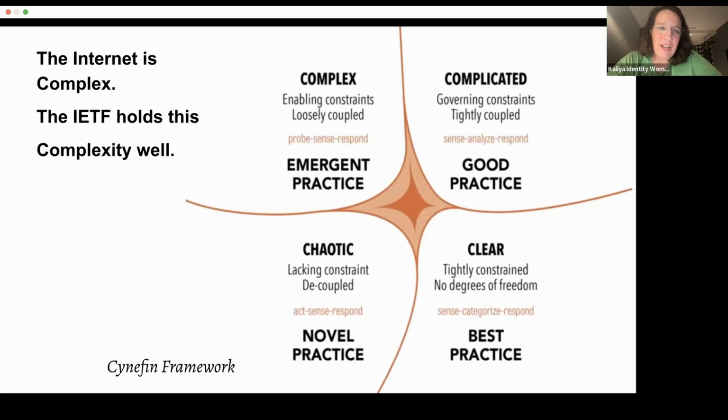So the internet is complex, and the IETF holds this complexity well. We reference this framework in our paper that we will share a link with you all to view by the end of this.